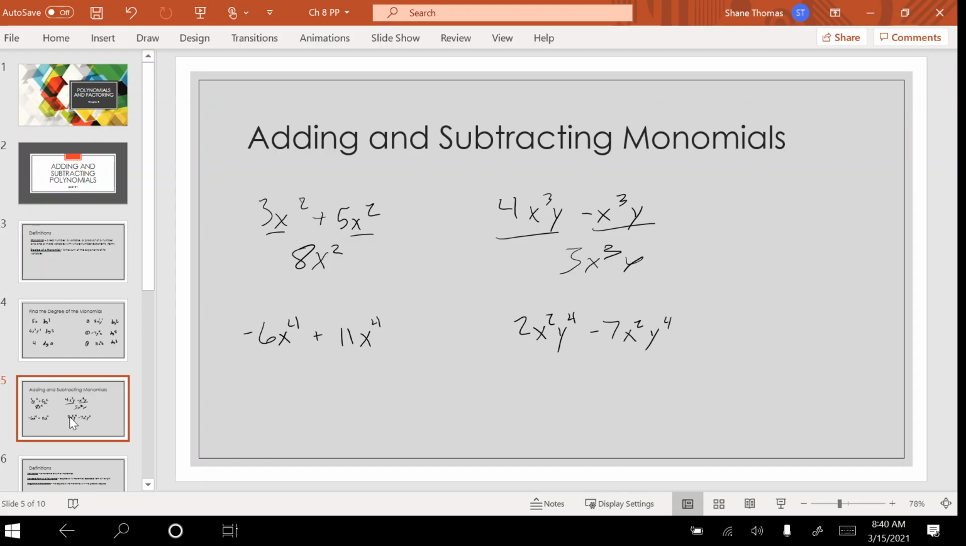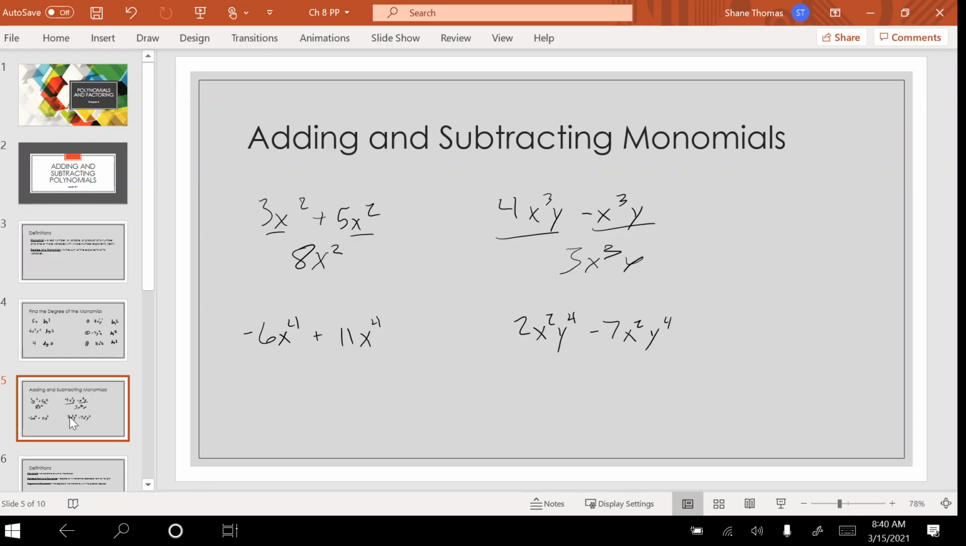Multiplication, you have to deal with exponents. If you get anything other than x to the fourth in number 3 as an answer, you're wrong. Your coefficient could be different, but it's talking variables. And then the last one, your variables are going to be x squared y to the fourth. Don't touch them. Just do the coefficients.